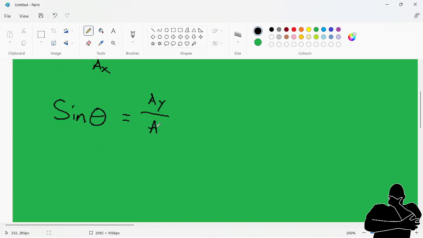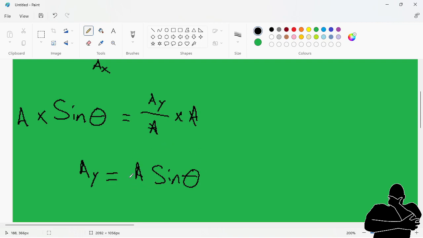All we need to do now is get AY by itself. In order to do that, we multiply this side by A to get rid of it on this side, and then we multiply the other side by A as well. We simply get AY is equal to A times sine theta. And that's basically the expression. Well, technically this is an equation. An expression would probably just be A sine theta.